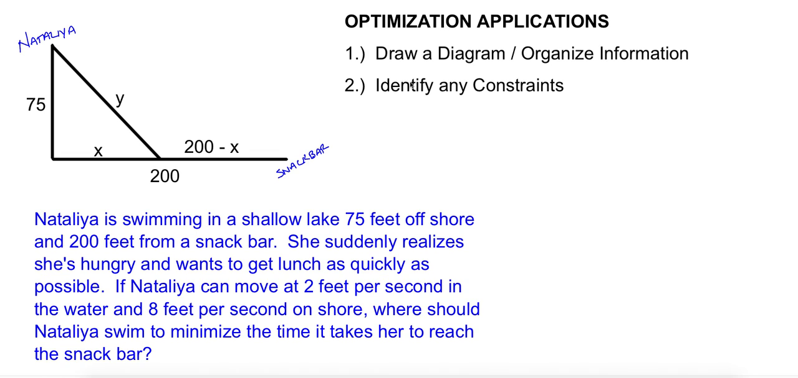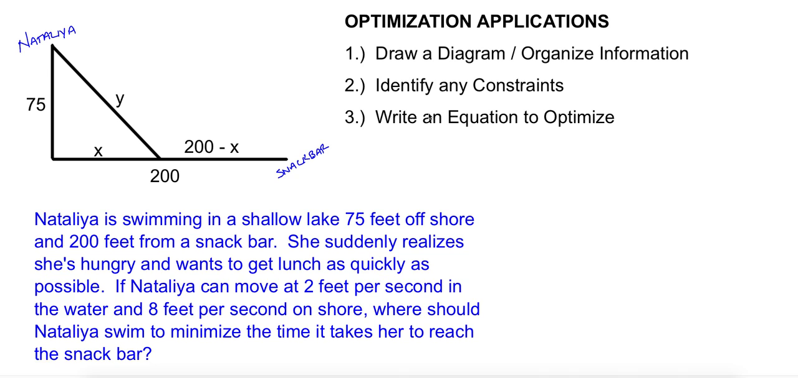The next thing we have to do is identify any constraints. That's what we just talked about a little bit. I know that x squared plus 75 squared has to equal y squared, so that would technically be a constraint. And I know that the distance is going to be this y plus 200 minus x. It's not like some of the problems we've done where we have a limited amount of material to work with, or we have to have a certain volume. This is more constrained by the distances in this case.